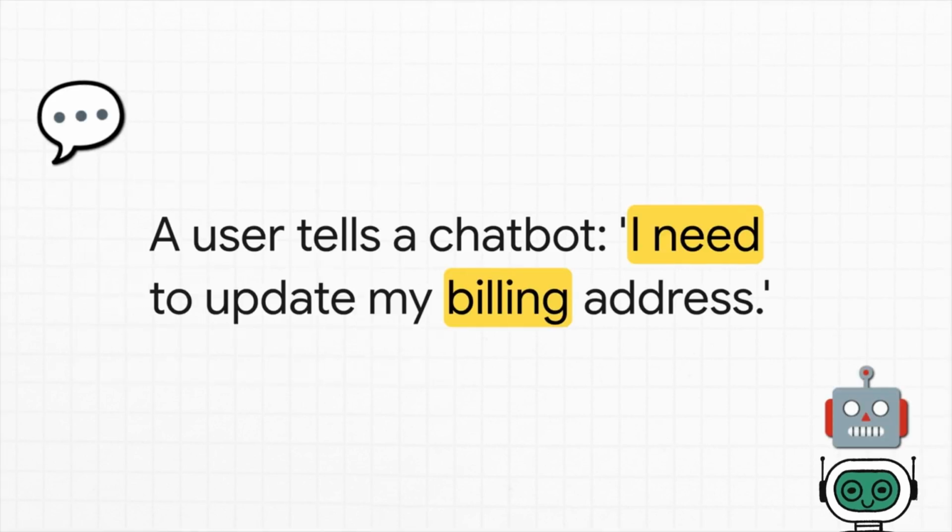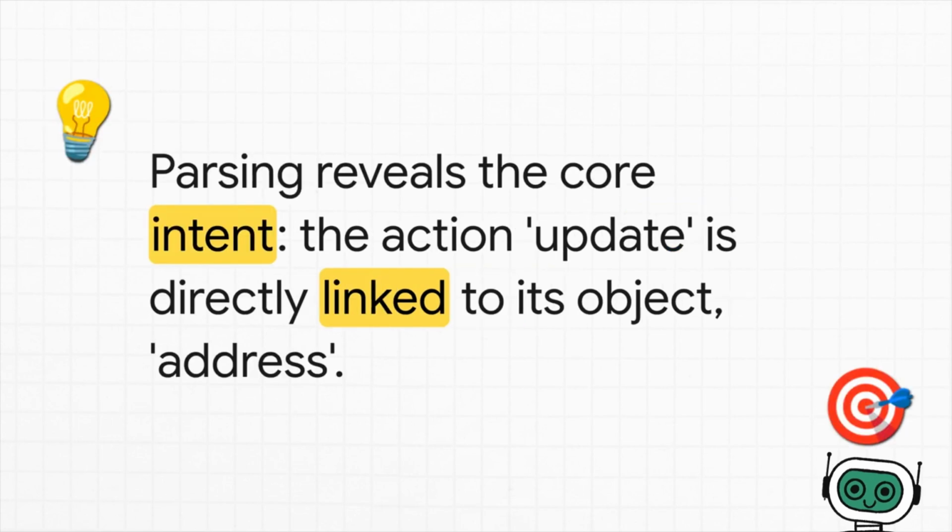Let's make this super concrete. Imagine you type this into a support chatbot. I need to update my billing address. Now, a basic keyword search might just see billing and address and get confused, but a system using dependency parsing immediately sees the structure. It knows that the main action, the root, is update. And what is being updated? The object, address. That direct link is everything. It tells the bot exactly what you're trying to do, so it can give you the right response.